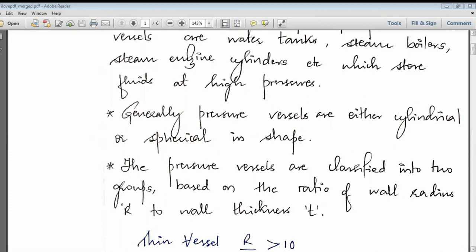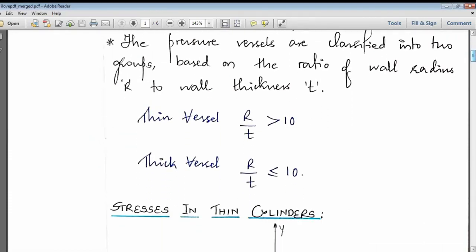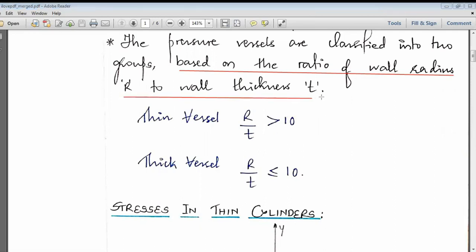The pressure vessels are classified into two groups, as I said earlier, thick and thin cylinders. It is based on the ratio of the wall radius R to the wall thickness T. This is important for us. Based on this ratio, we are going to decide whether it is a thick cylinder or a thin cylinder.